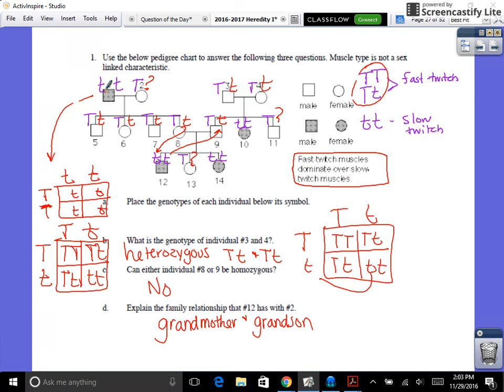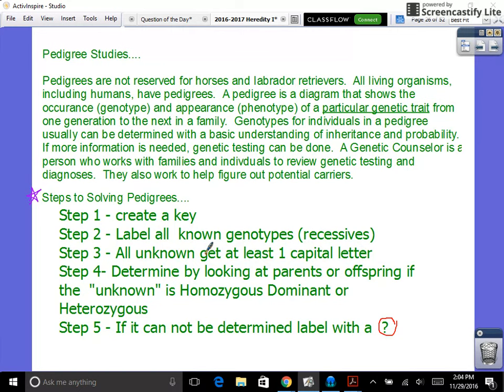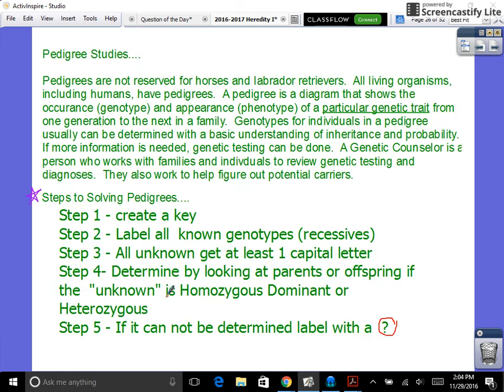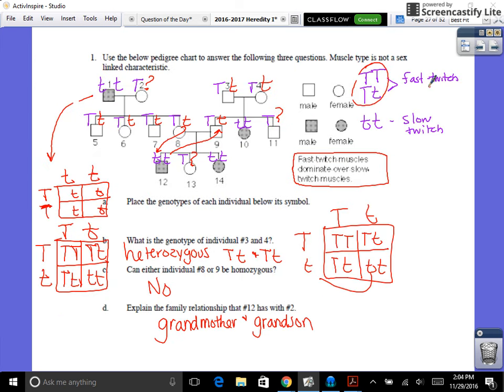So we went along, and anybody who was shaded, we labeled with 2 lowercase t's. The next step, if we go back, is all unknowns get at least 1 capital letter. So if you go back, you can see capital T's for everyone in purple. And then step 4, determine by looking at parents or offspring if the unknown is homozygous dominant or heterozygous. Again, we don't necessarily know, for these unshaded, if they're homozygous dominant or heterozygous.